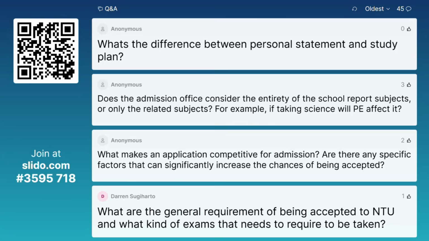What is the difference between personal statement and study plan? For my personal statement, I basically just shared about my past experience, what competitions or extracurriculars I joined, and what I gained or achieved from it. Basically, tell a story about yourself so the professors can see how you are as a person. And for study plan, I elaborate on what I want to study in the university, what I plan to do during my studies and after I graduate, and also extracurriculars during university.